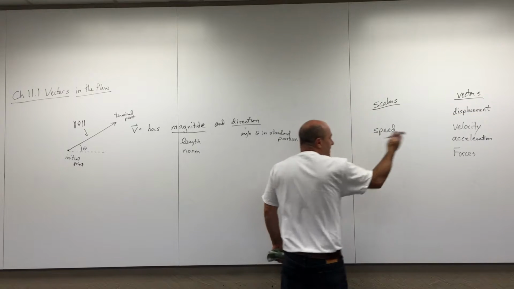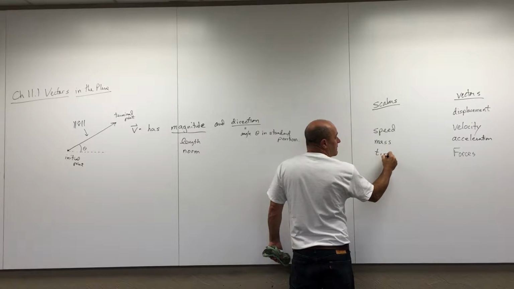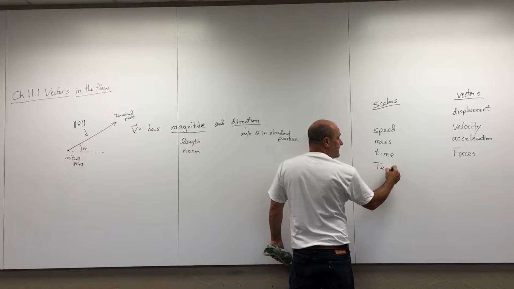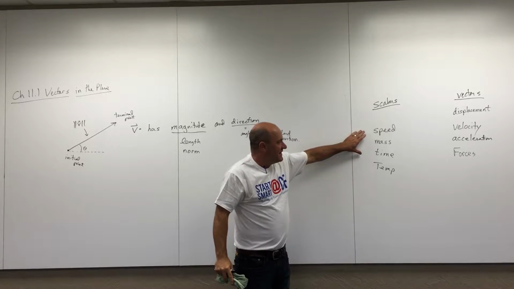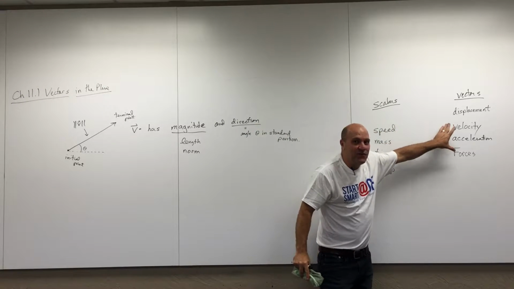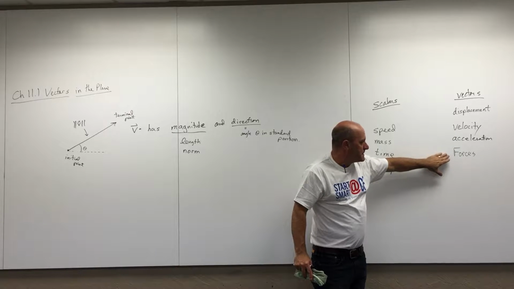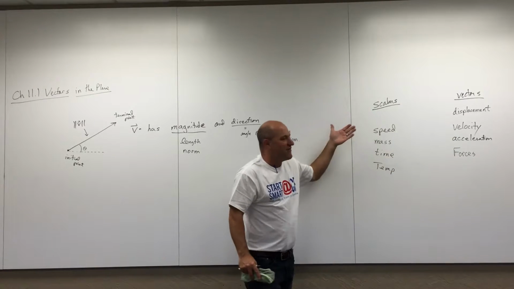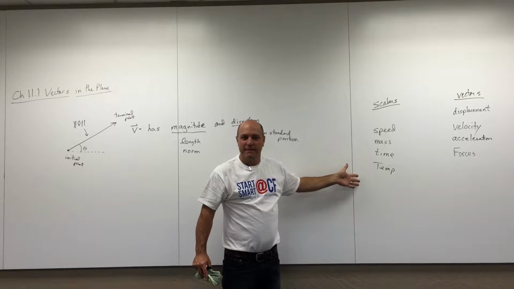So what's not a vector? Mass, time, temperature. These just have a magnitude, just a number, whereas a vector has a magnitude and a direction.